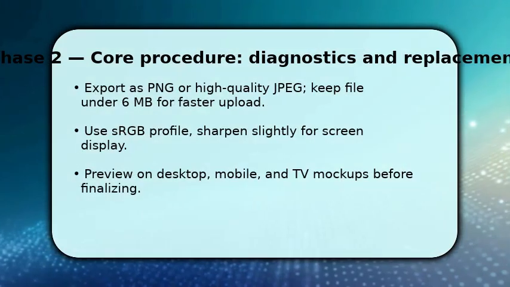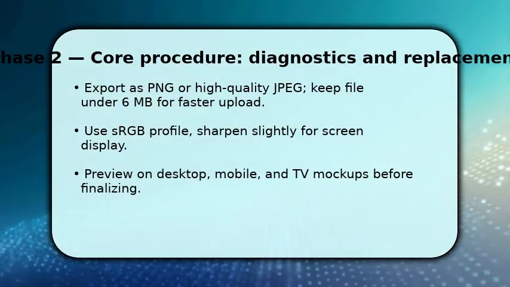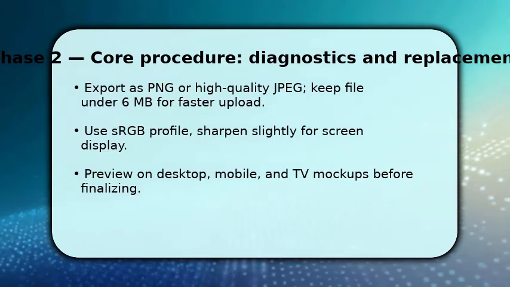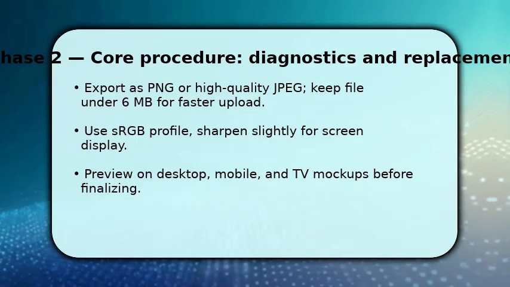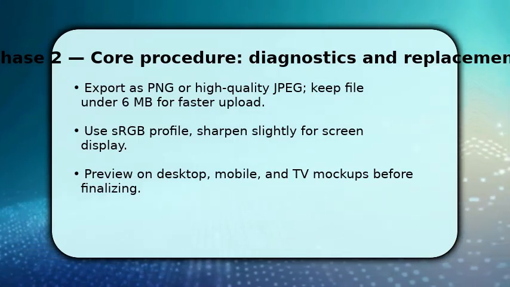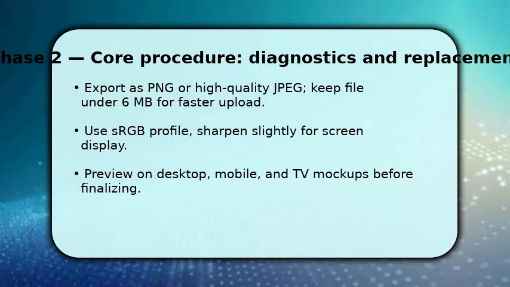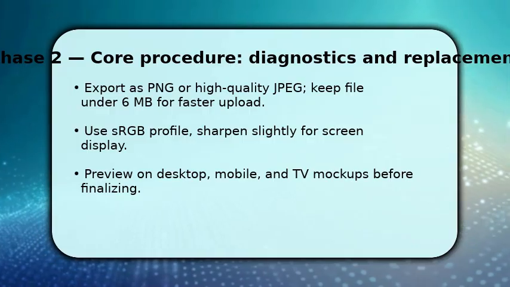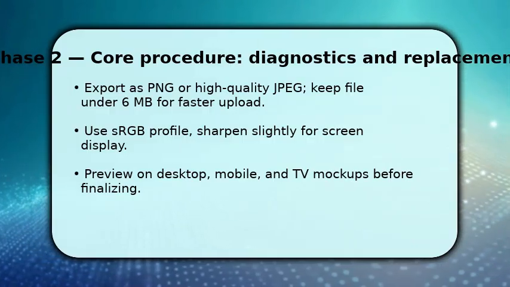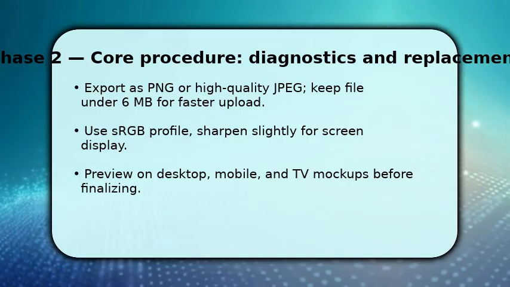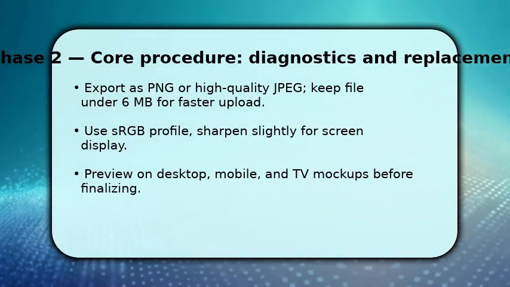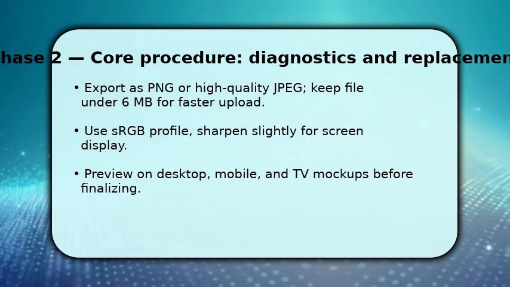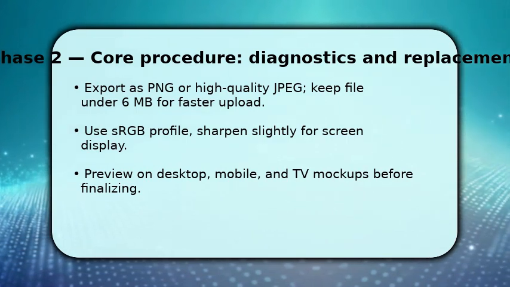Next, you handle export and the actual upload because correct settings determine final appearance. Export the banner as PNG or a high-quality JPEG, keep the file size under 6 MB, and ensure the sRGB color profile is embedded so colors stay consistent. Once exported, go to your YouTube channel customization, upload the image, and use the platform preview to inspect desktop, mobile, and TV crops. If elements look off, return to the layered file, adjust positions or scaling, and re-export.